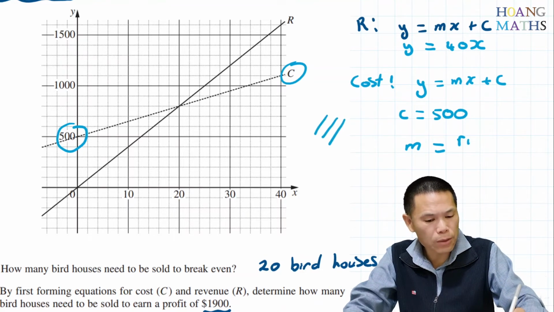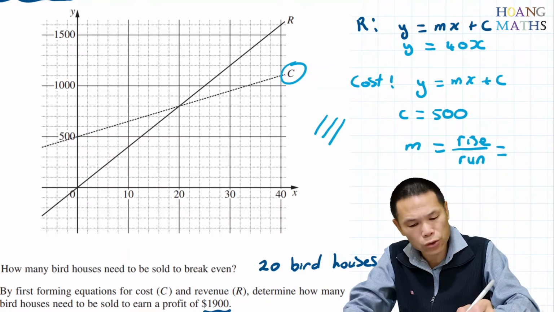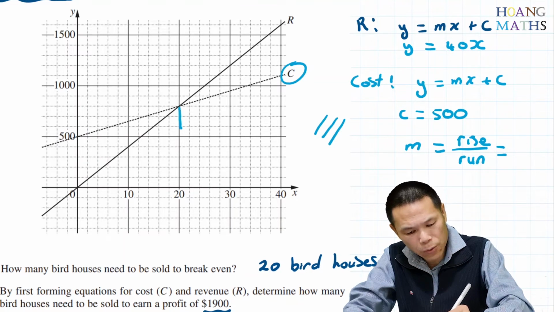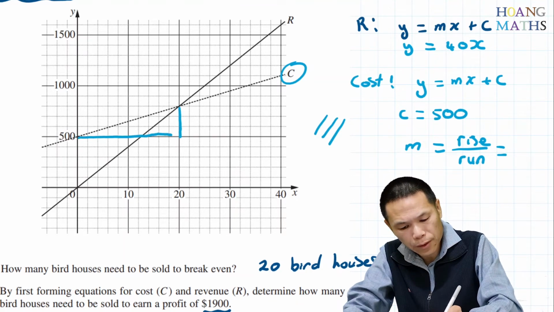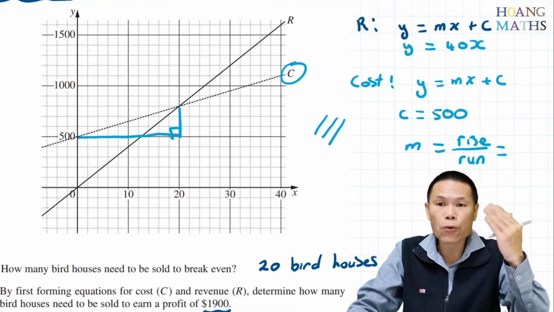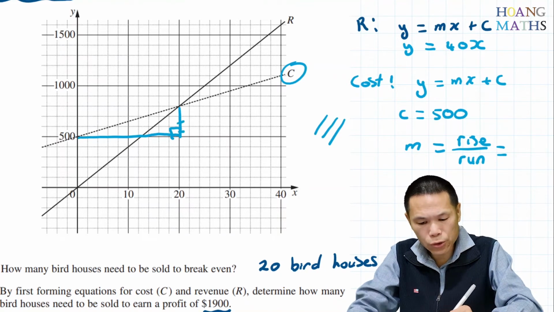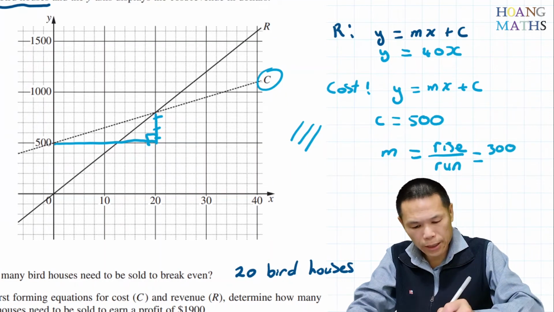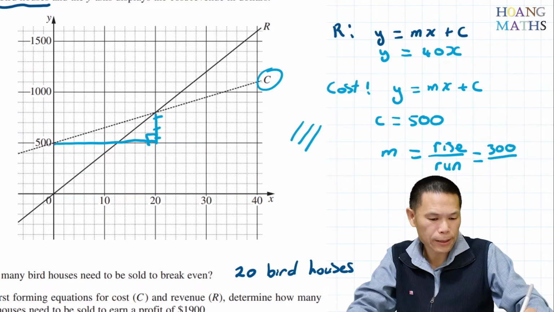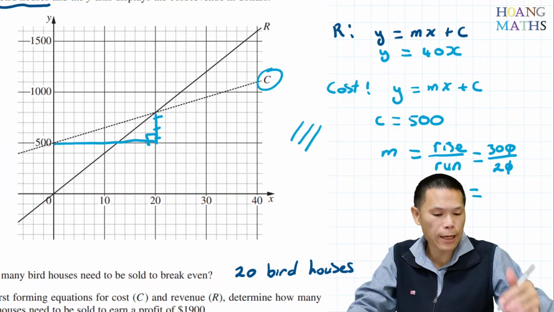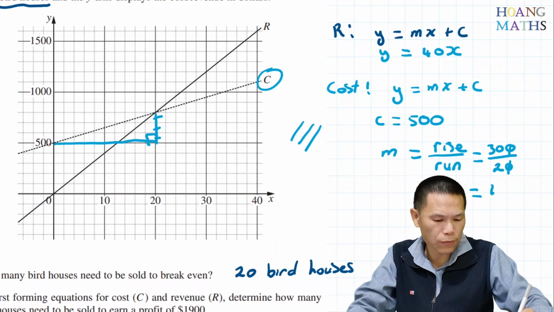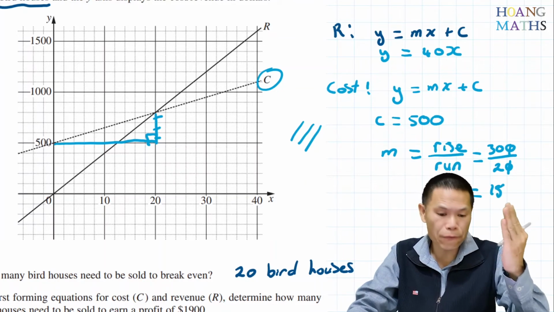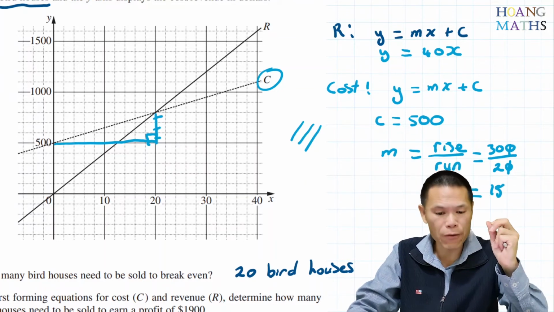And the rise, let me just write this down. Rise over run. So we just draw a line or triangle. The easiest way is this one here. So there you go. The rise is 1, 2, 3, so the rise is 300. And then the run is 20. We just cancel that, or just put that on a calculator. So 30 over 2 is 15. So the gradient is 15, and the y-intercept is 500.